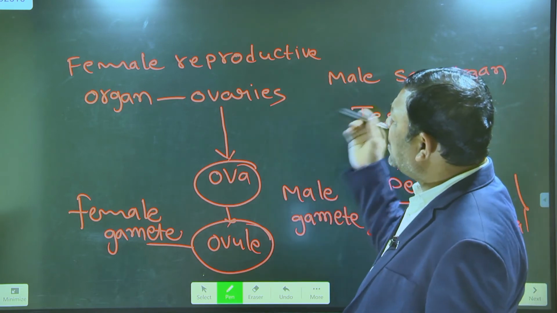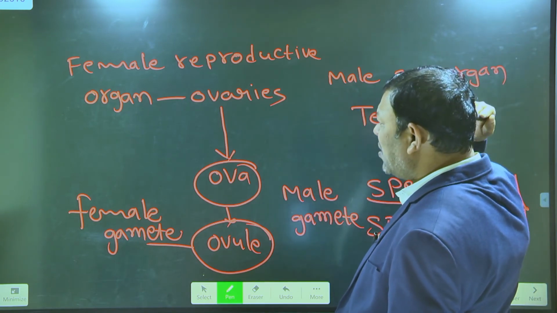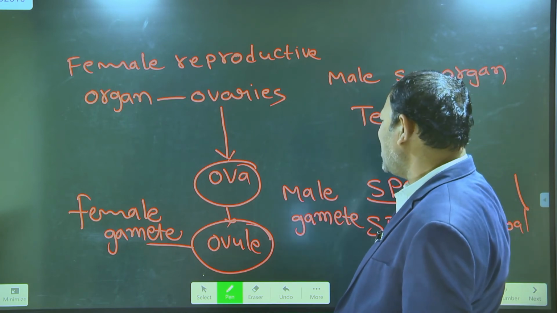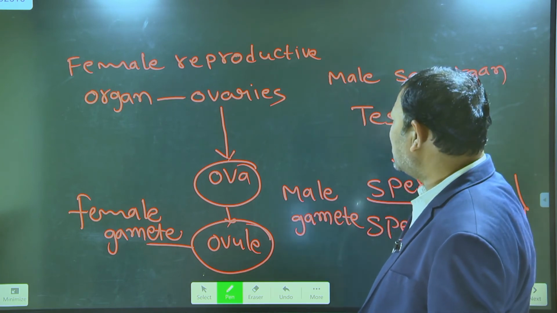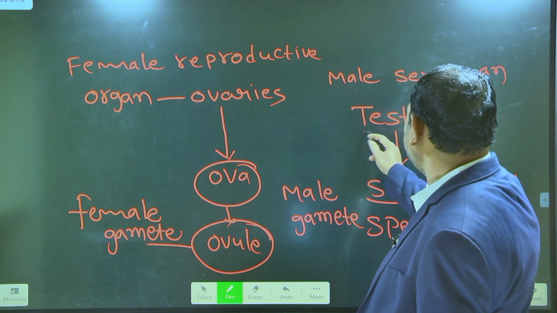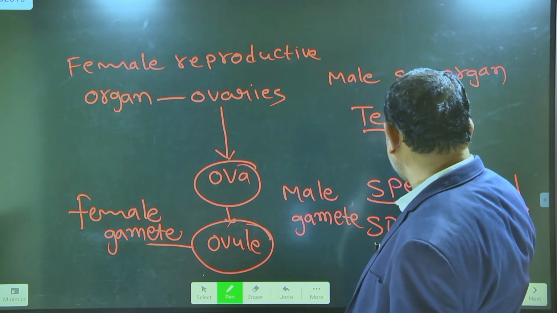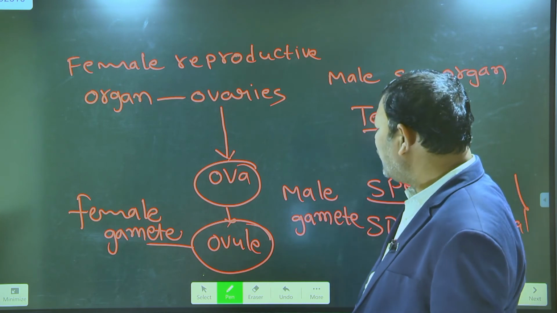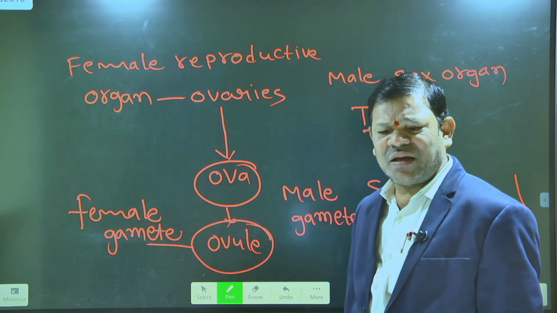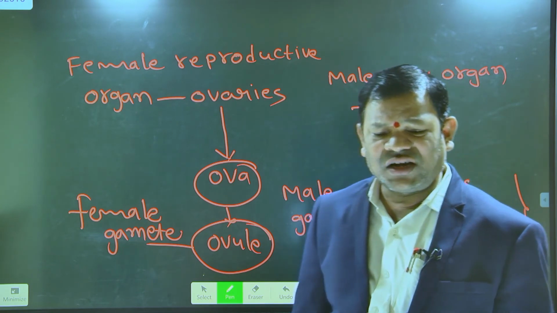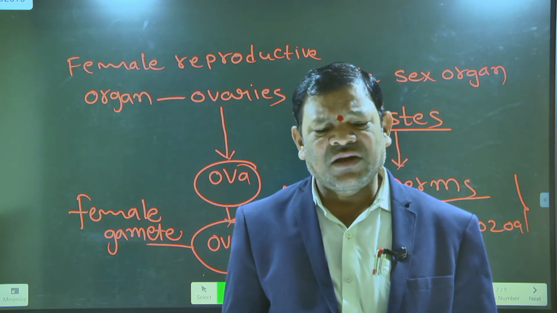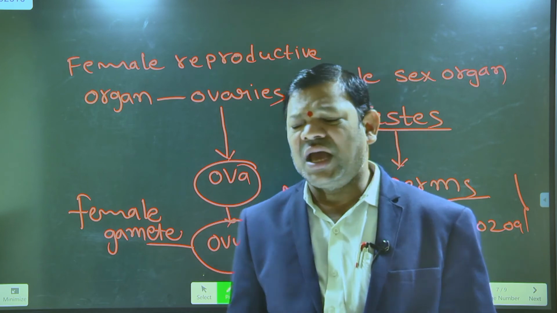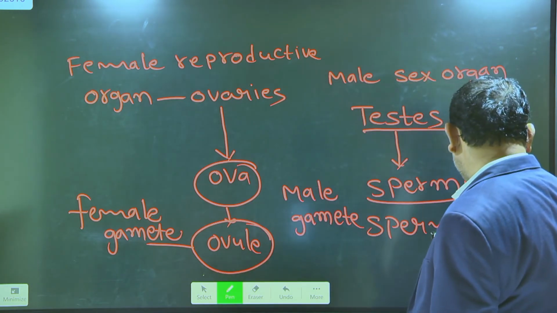In the female reproductive system, the female organ is called the ovaries. Ovaries produce the female gamete, the ova. The male sex organ is the testis. Testis produces the sperms or spermatozoa. This is called the male gamete. Fusion of the male gamete and female gamete is called fertilization. When fertilization takes place, the zygote is formed. That zygote develops into the embryo. The embryo gives rise to the new baby.